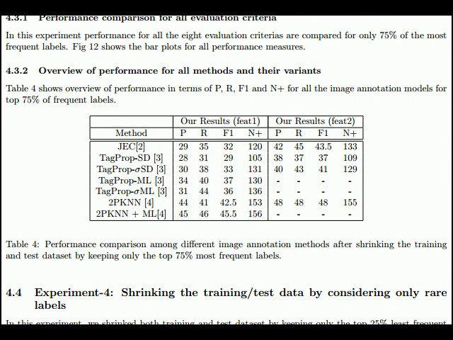Table 4 shows a bird's eye view of all the methods and their variants and their performances on the top 75% of the most frequent labels. We can clearly see that the precision of JEC is 25, the precision of TagProp improved to 31 and 34, and for 2pKNN precision improved to 45. So for the normal case, 2pKNN precision was 40, but for the case of the most frequent labels, precision improved to 45. Similar is the case with recall. Recall increases to 46.